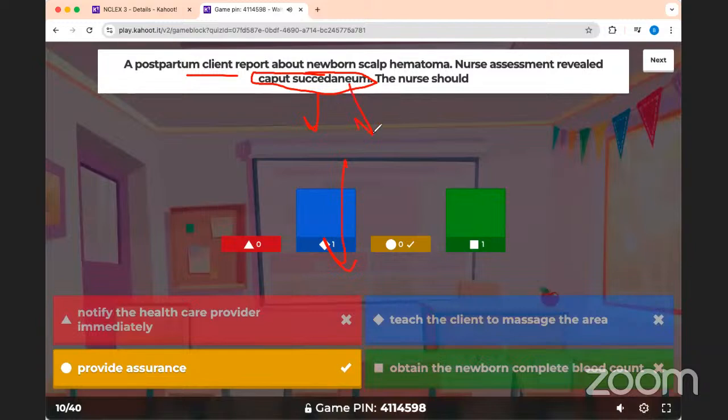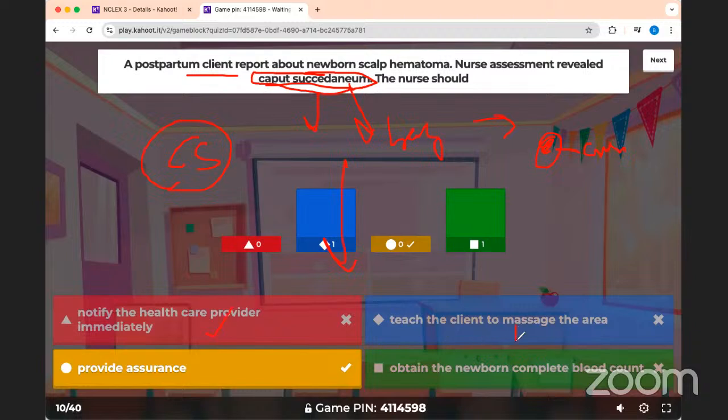So this is a benign finding. It's due to trauma during labor. You have a hematoma that crosses the suture line. That is CS, crosses suture line. There's another one, a hematoma that does not cross the suture line. This one crosses the suture line. This goes away in 1 to 2, 3 weeks. It's a benign finding. You should not call the doctor.